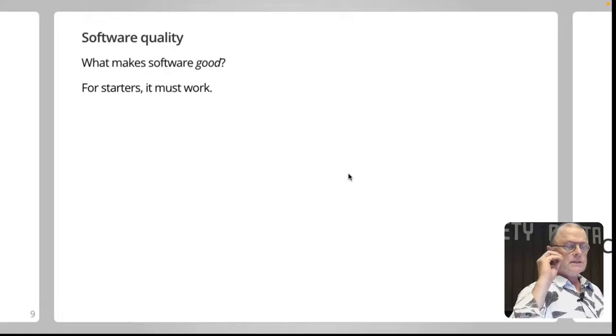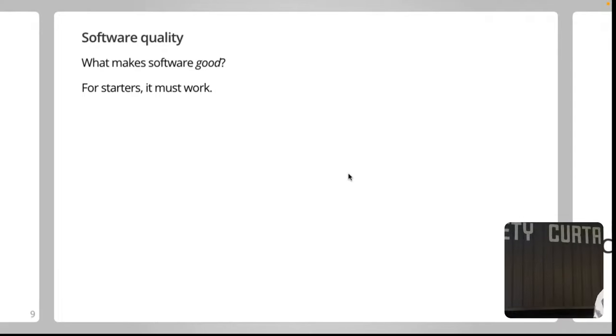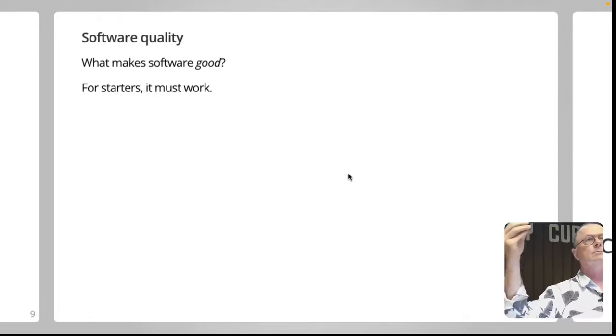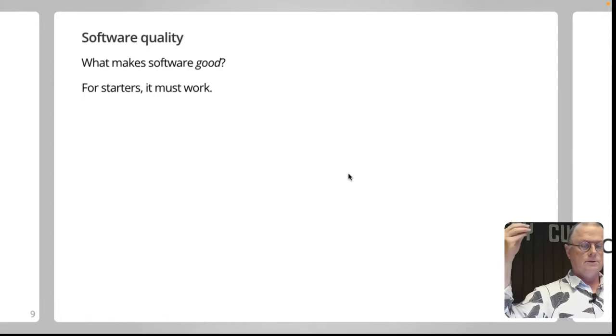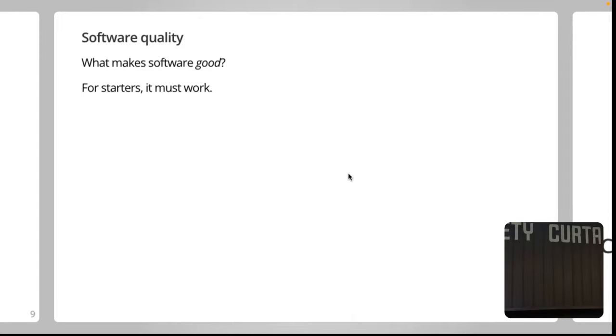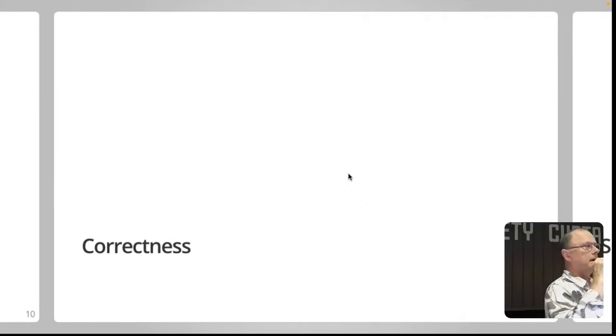So the place to start, I think, is to ask the question, what is good software? What makes software good? Because if you're a good engineer, you're going to do good things, and that means the products you make are going to be good. So what is good software? And I think no one's going to argue with me that one of the most important things about it is it has to work. So I want you guys to do an experiment.